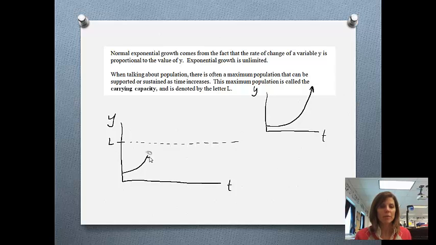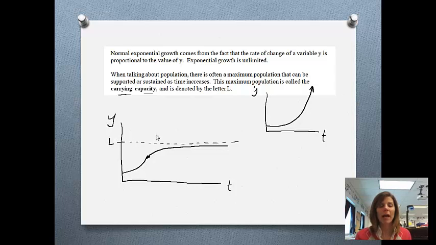It's going to start slowing down as it gets closer to everyone in the school hearing the rumor, and then eventually it's just going to flatten out, where everybody in the school would have heard the rumor. So this would be an example of a logistic growth situation as opposed to just an exponential growth situation. The maximum population is called the carrying capacity, and for our purposes, we will denote it by the letter L.